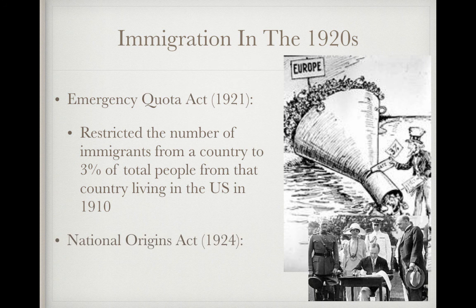Three years later, Calvin Coolidge signs the National Origins Act, which cut the quota from 3% down to 2%, further restricting immigration. And this is going to be on the books of U.S. law until 1965. So in the 1920s, we also unfortunately see the return of the Ku Klux Klan.